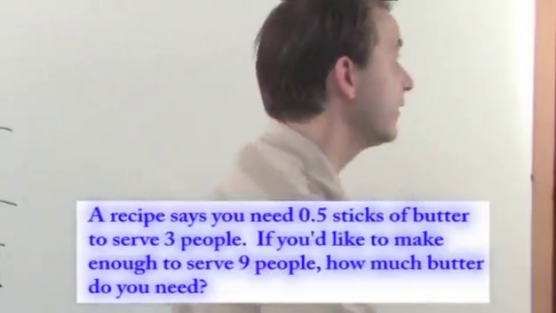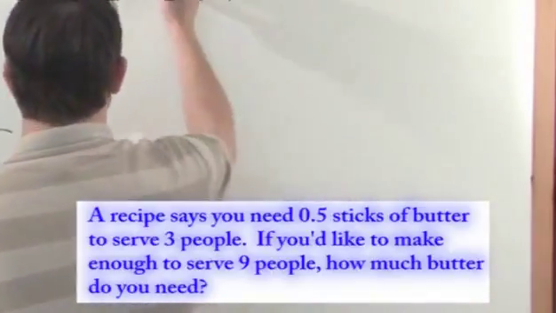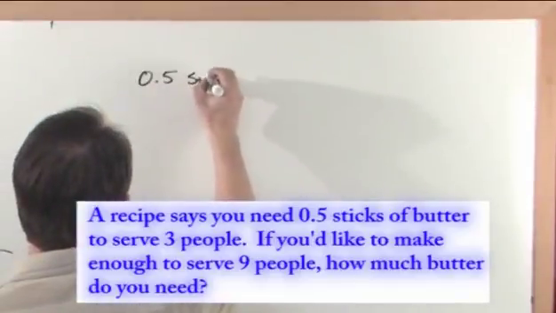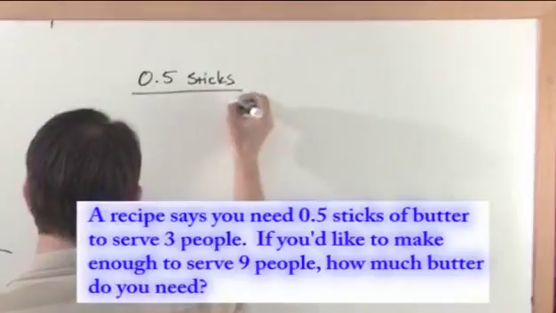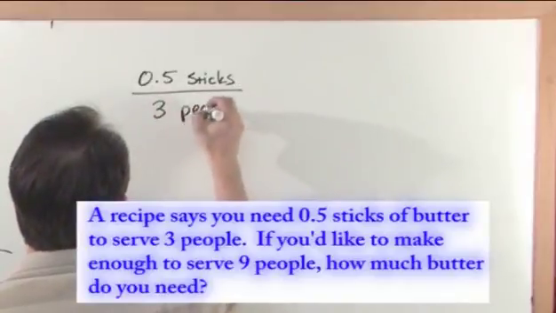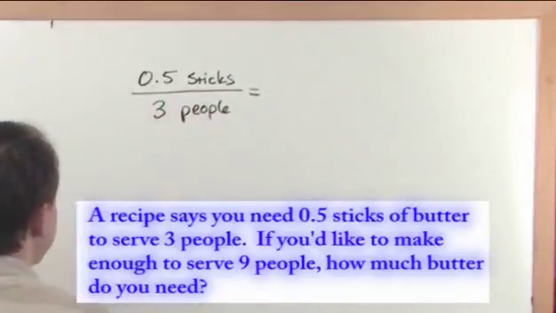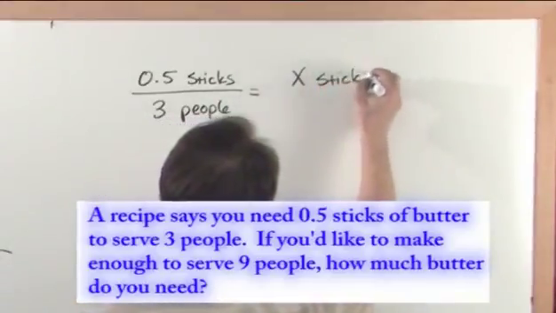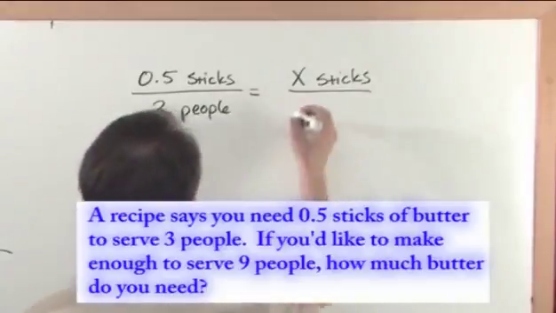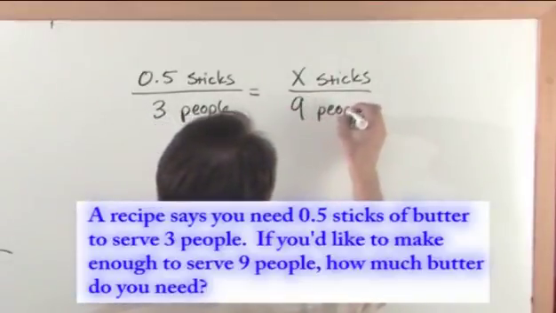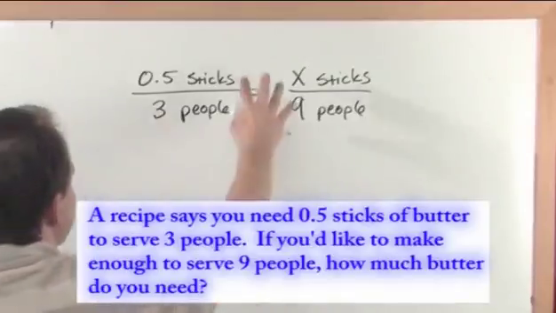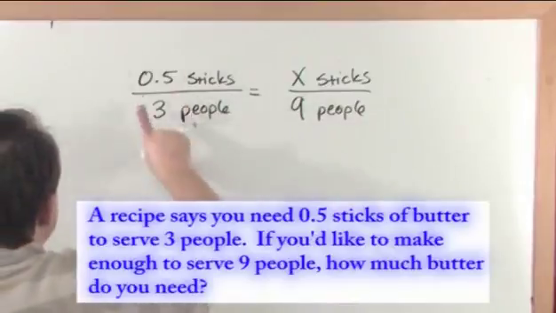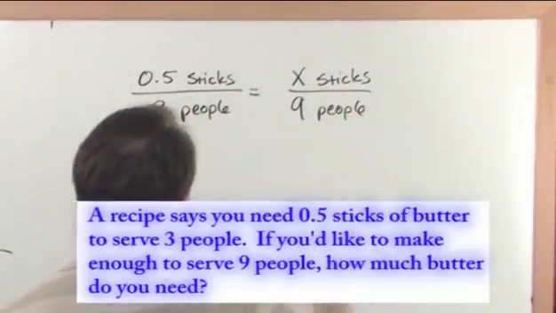That's a ratio, and so we're going to use that to find out how many sticks we need. 0.5 sticks, I'll just put sticks here, to serve 3 people. Okay? And we're going to say this is a ratio, and we're going to say is equal to x sticks, which I don't know. I don't know how many sticks that is, to serve 9 people. Okay? To serve 9 people. So I've got sticks on top and sticks on bottom. Ratio, ratio. And I'm using this fact that it takes half a stick for 3 people to find out how many sticks for 9 people.